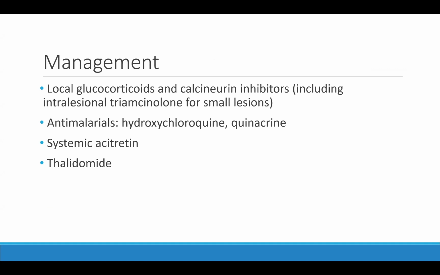Management of discoid LE includes local glucocorticoids and calcineurin inhibitors, as well as intralesional triamcinolone for small lesions, the use of antimalarials such as hydroxychloroquine or quinacrine, systemic acitretin, as well as thalidomide.